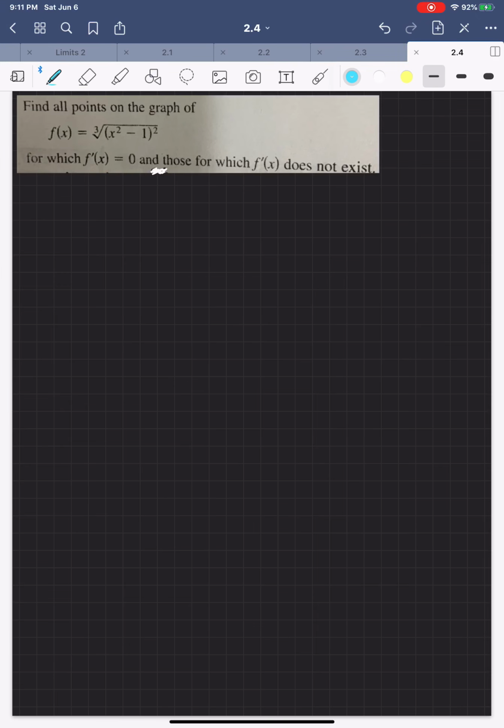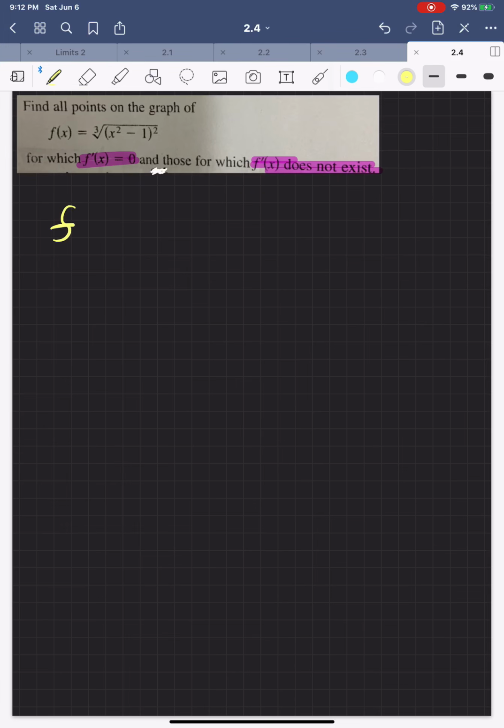Okay, so we want to find all points on the graph. Let me read this, a good question. Find all points on the graph of the following function for which the derivative is equal to 0, and for which the derivative does not exist. All right, so the derivative equal to 0, the derivative does not exist. So, all right.